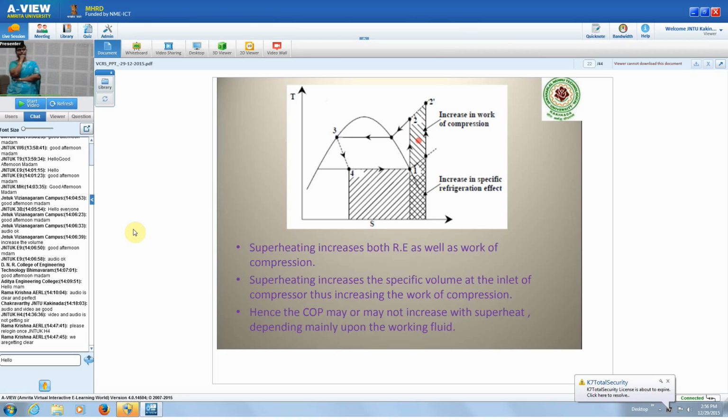So superheating increases both the refrigeration effect as well as the work input to the compressor. Superheating increases the specific volume at the inlet of the compressor, thus increasing the work input. When the refrigerant is in superheated condition, the size of the compressor required will also be more compared with that of wet compression. Hence the COP may or may not increase with superheat, depending mainly upon the working fluid or the rise in the refrigerating effect.